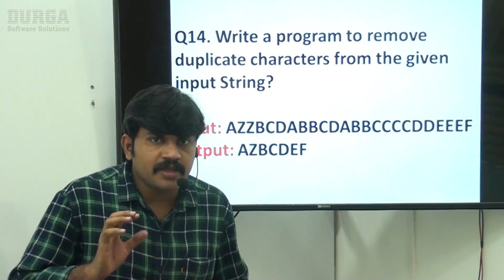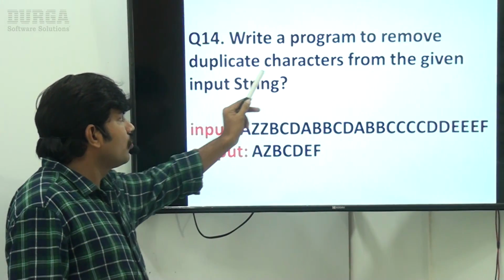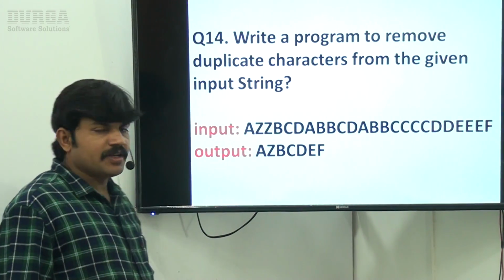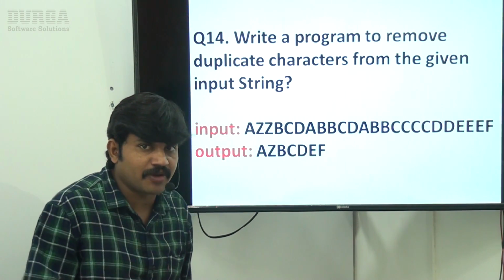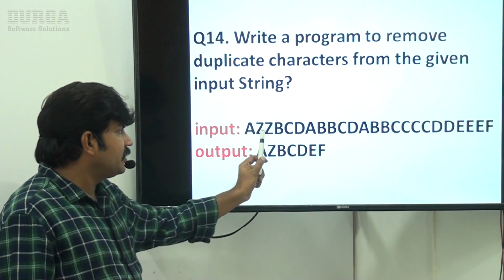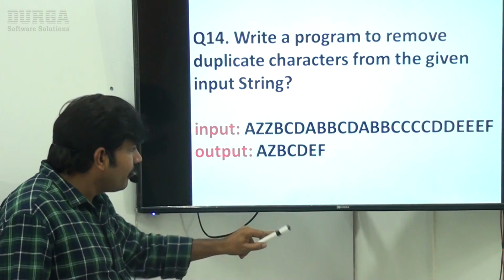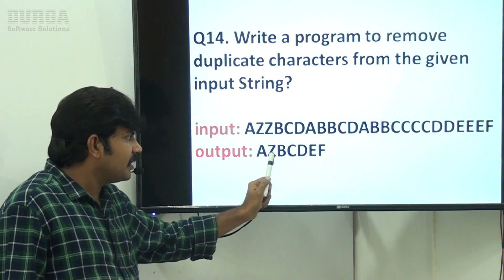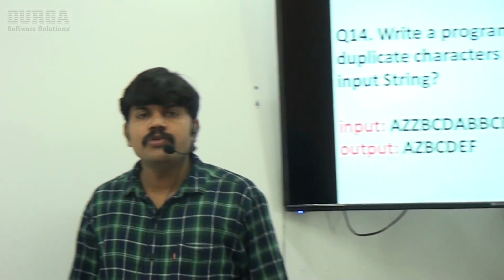Sir, the next example related to the string: write a program to remove duplicate characters from the given input string. Very common requirement, right? Sir, input A, Z, Z, B, C, D, A and so on. Now after removing duplicates, what is the output? A, Z, B, C, D, E, F, like this, right? So how can you do it?